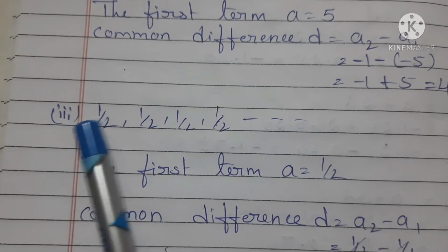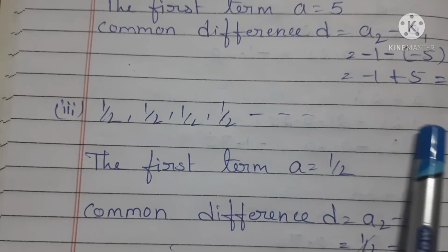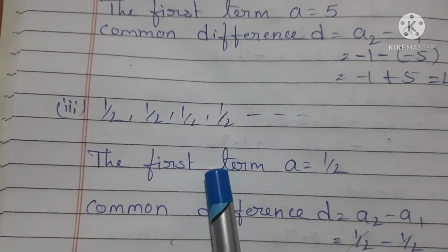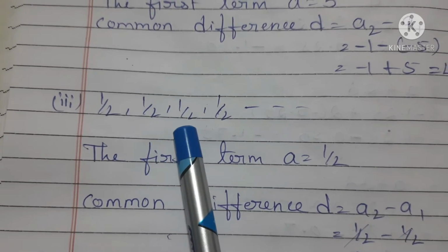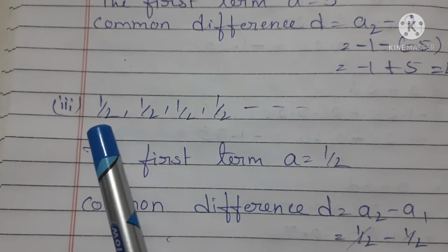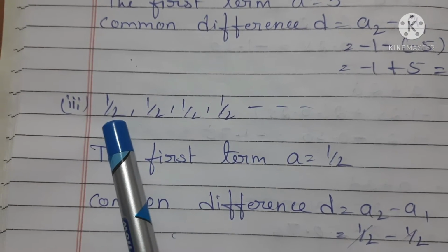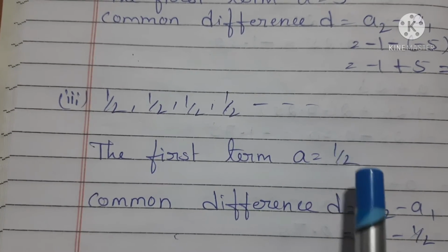Now the third problem: 1 by 2, 1 by 2, 1 by 2, 1 by 2, and so on. In this also we should find out the first term and common difference. Here this is a1, a2, a3, a4, and so on. Always a1 is the first term. Here a1 is equal to 1 by 2. That means the first term a1 is equal to 1 by 2.